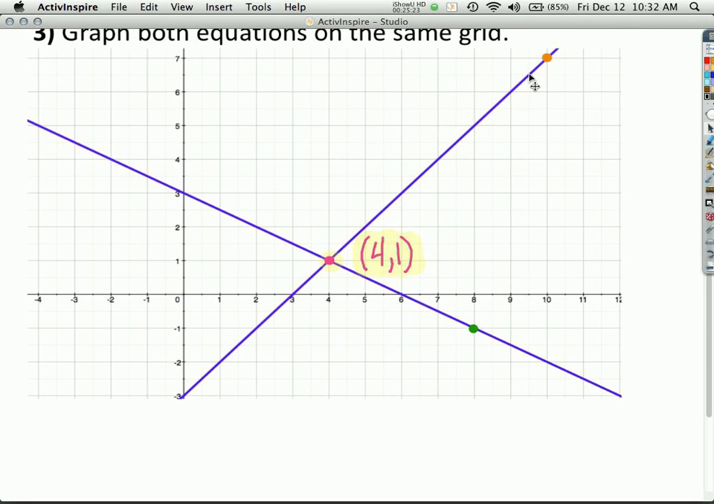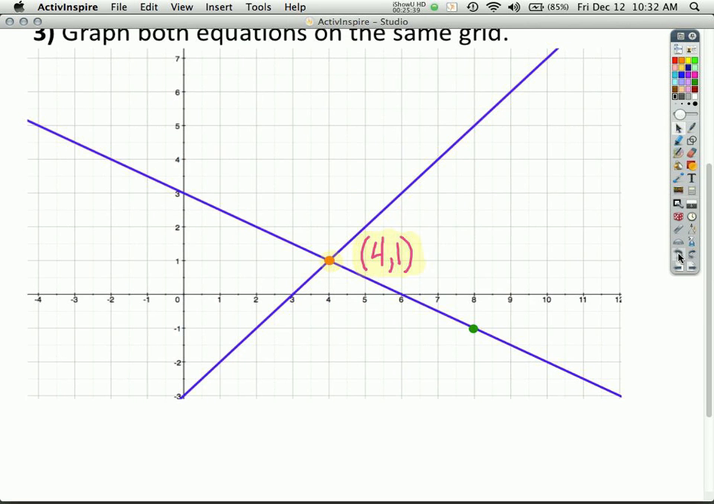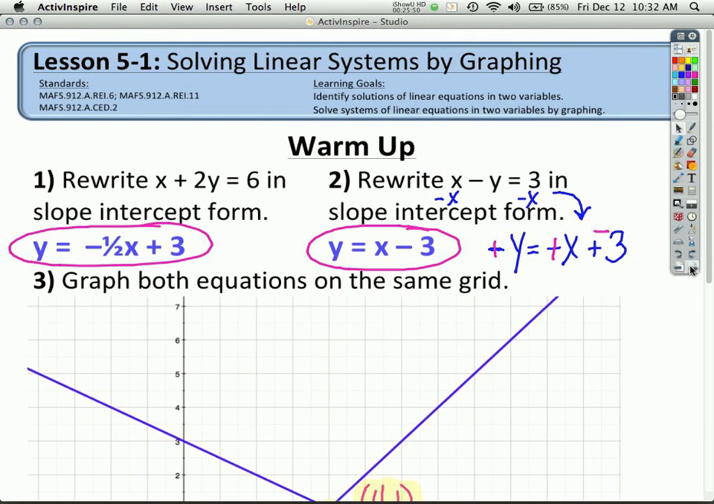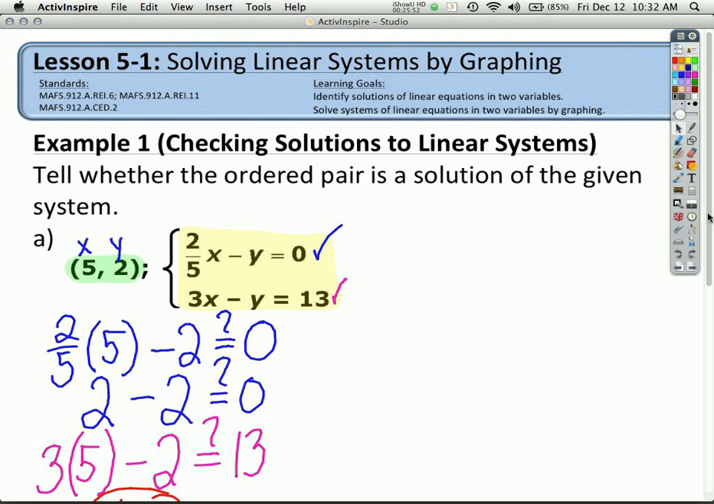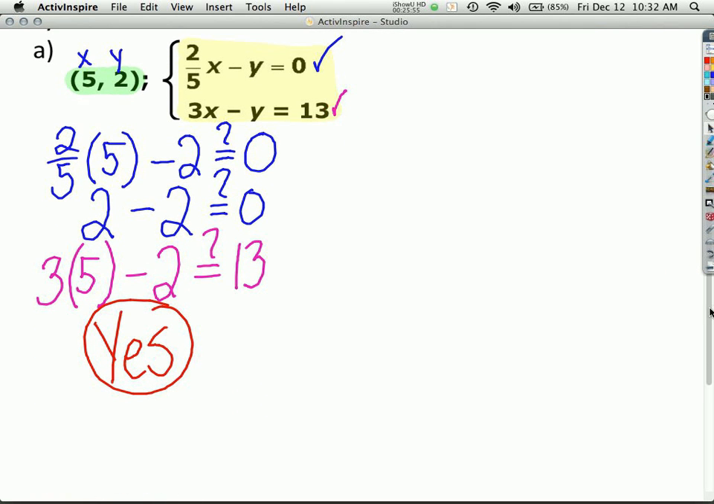But it's not until they meet right there that it becomes the solution to the system. That one point is the solution to the system of equations. This was a solution to one of the equations. That was a solution to one of the equations. If I bring them together, that's the solution to both. So now what we did here was we just proved that (5, 2) is where these two lines cross. Does anyone have any questions about that?